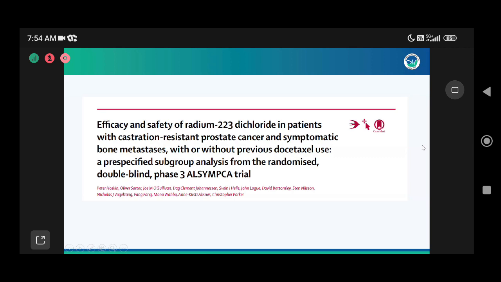This is one of the landmark studies which showed patients who had exhausted chemotherapy, in whom radium-223 dichloride has been used. In these patients there is significant symptomatic bone metastasis with no known visceral metastasis. When compared with standard of care, a significant reduction in pain symptoms was observed. As I told you, this is a landmark study, also called ALSYMPCA, the alpha emitter radium-223 in symptomatic prostate cancer trial.